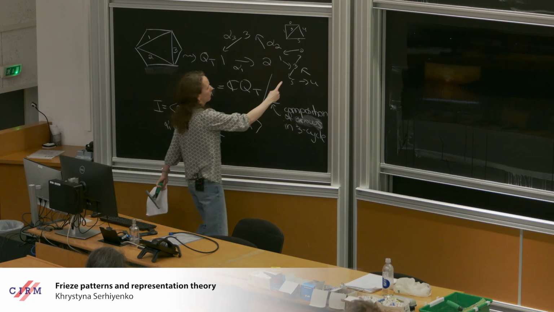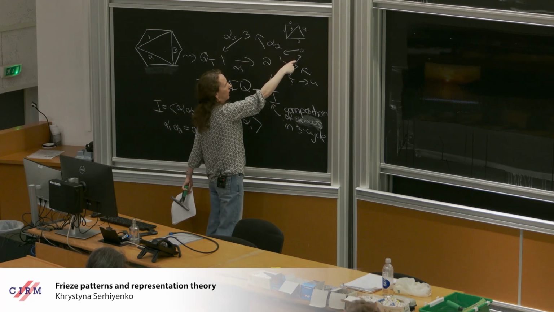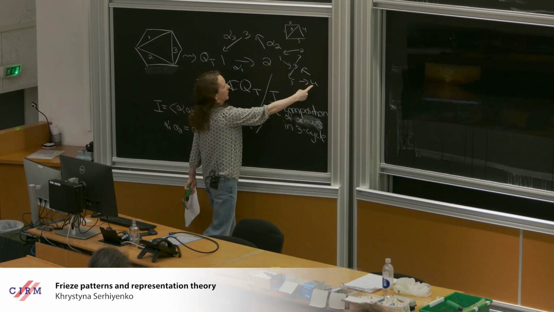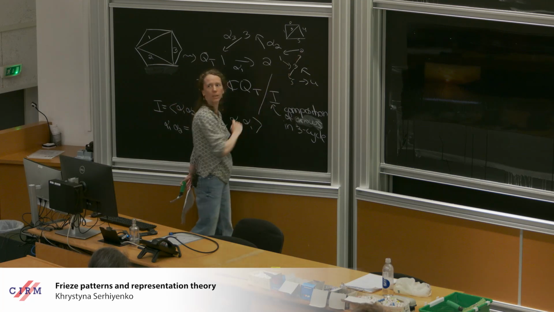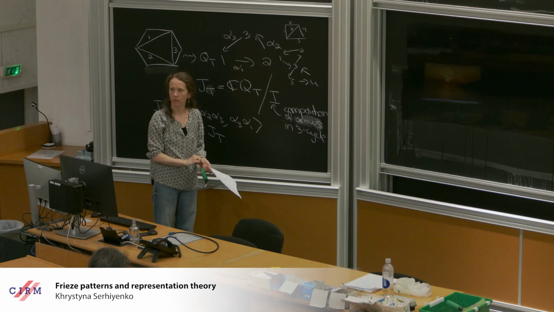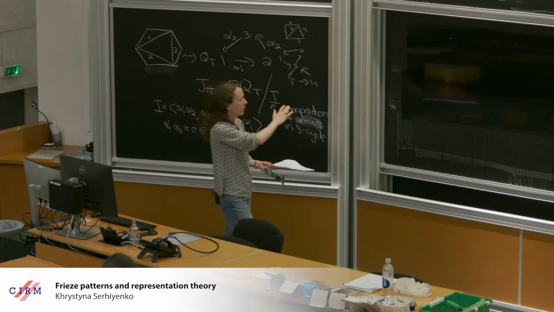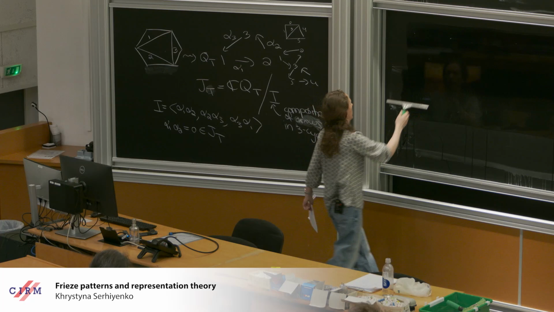Okay, and so the rule, again: the composition of any two arrows in this cycle is 0, and in this cycle is 0. But I can go from this to this. I have 4, 3, 2 as an allowed path. Coming from polygons, you will never have things like that, yes.